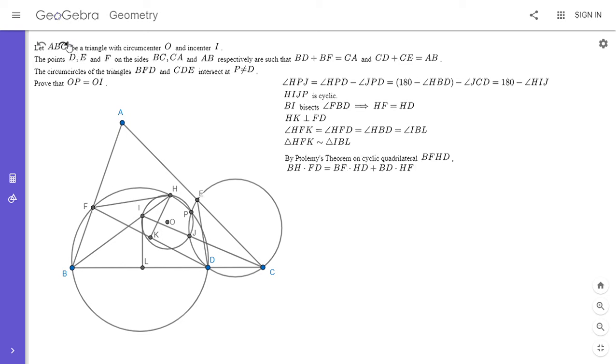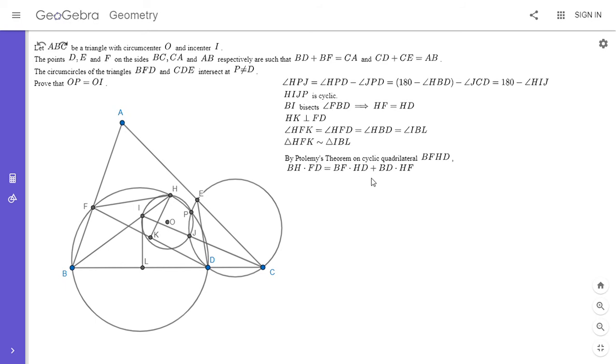Now I'm going to apply Ptolemy's theorem on quadrilateral BFHD, and the fact that HF is equal to HD is going to come in handy here. Ptolemy's theorem says that the product of the diagonals in a cyclic quadrilateral, so in this case BH times FD, is equal to the sum of the products of the opposite sides. So BF times HD plus BD times HF. I might do a video on this later because I've never done one on it, but this is the first time I've applied it on my channel.